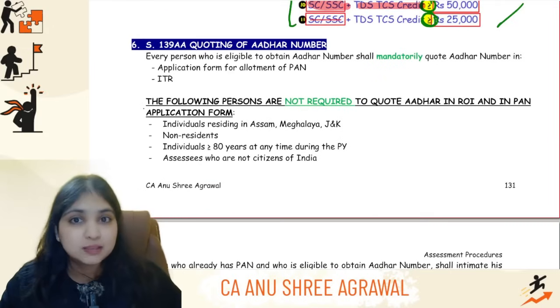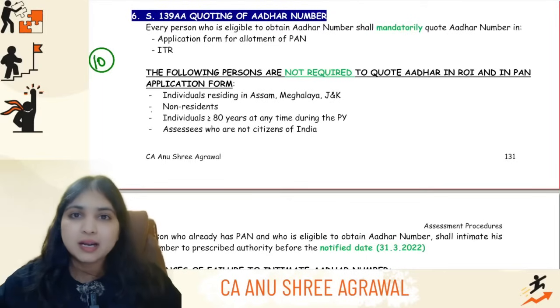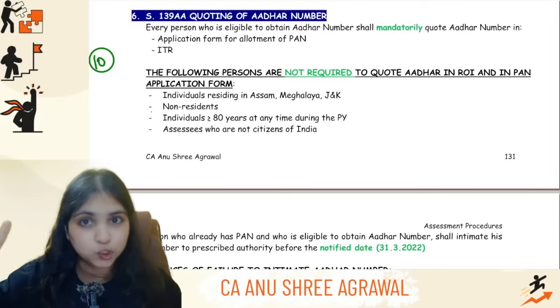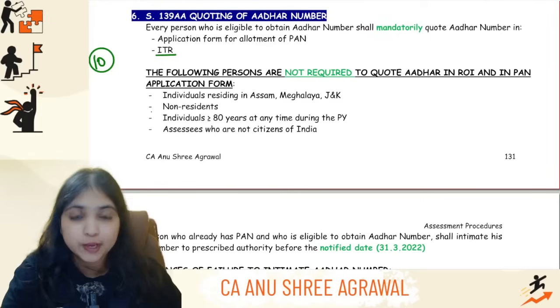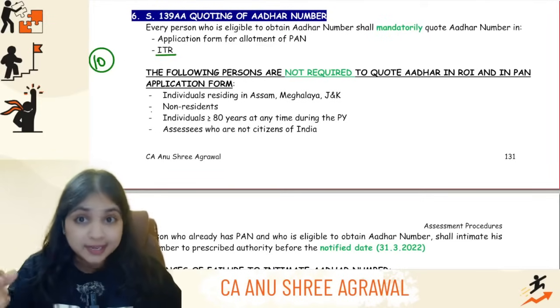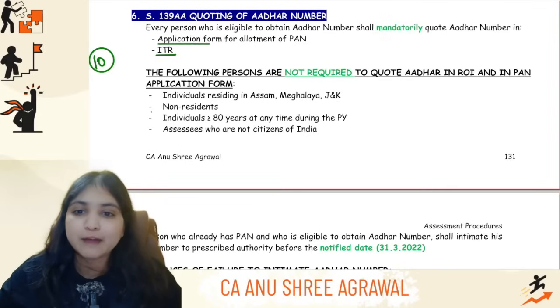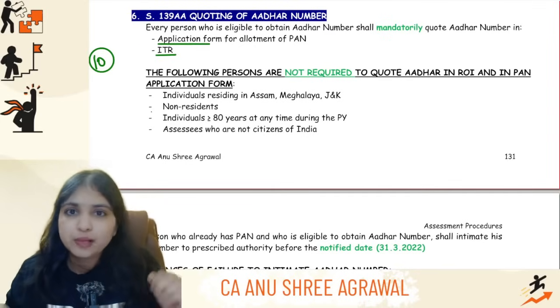Then coming to my 10th concept, section 139AA, quoting of Aadhaar number. Now the Aadhaar number has to be quoted mandatorily in 2 places. Number 1, in the income tax return, and number 2, let's say you don't have a PAN right now, okay. You want to make an application for PAN. So in that application form for getting the PAN, you have to mandatorily quote the Aadhaar. So in these 2 places it is mandatory for every individual to put his Aadhaar.